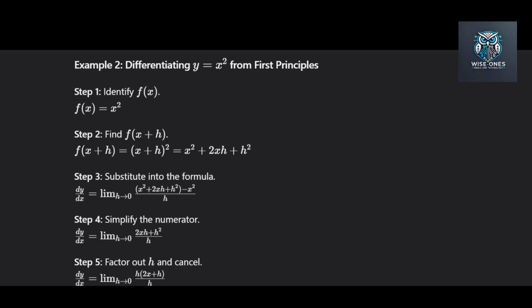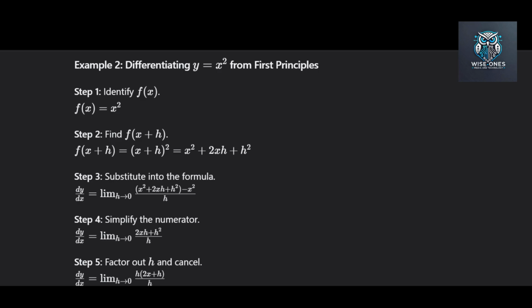Let us look at example 2. Differentiating y equals x squared from first principles. Step 1. Identify f of x. F of x equals x squared. Step 2. Find f of open bracket x plus h close bracket. We replace every x in the function with open bracket x plus h close bracket. So f of open bracket x plus h close bracket equals open bracket x plus h close bracket squared.